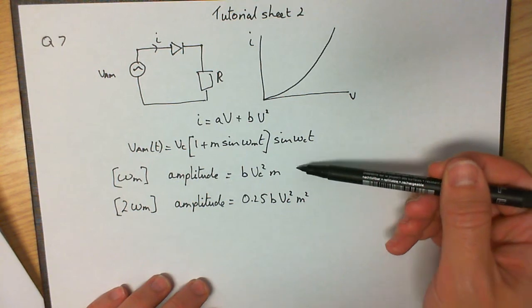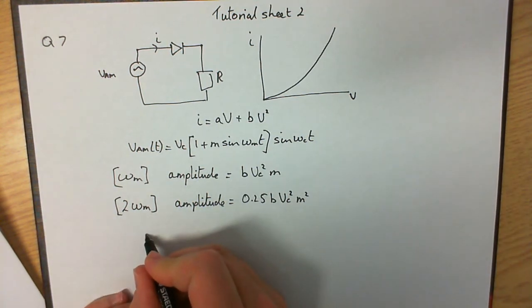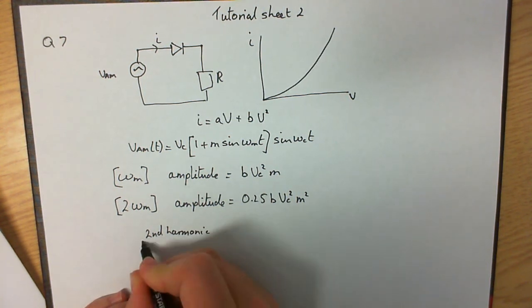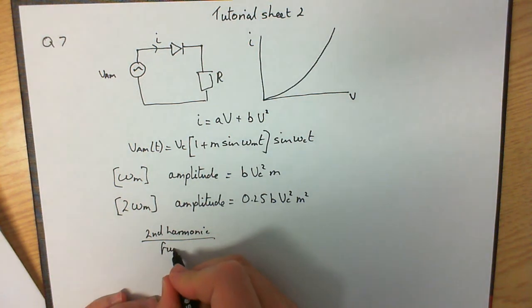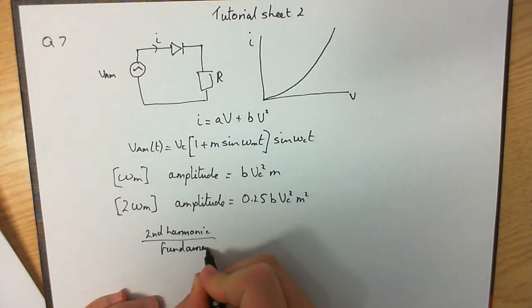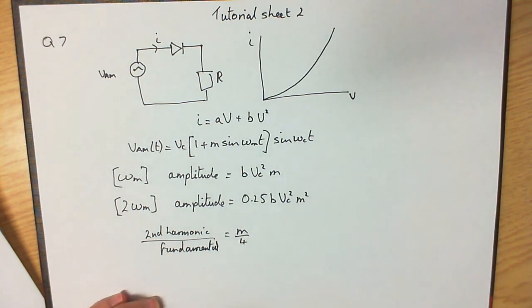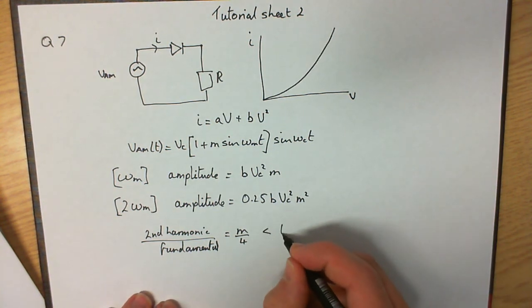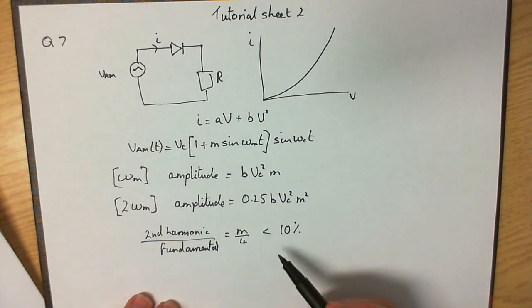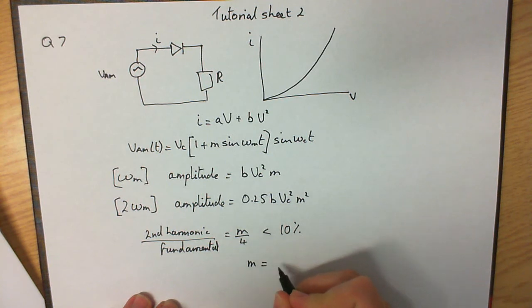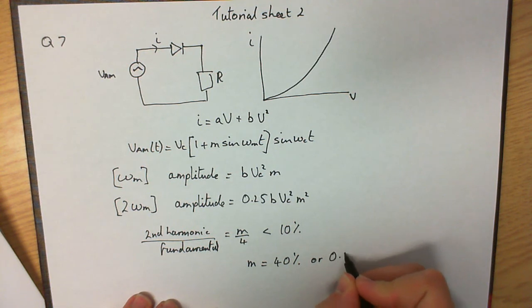So if we divide these two equations, in other words, we work out the second harmonic divided by the fundamental, we get m over 4 if we do that. And if we want that to be less than 10%, obviously rearranging that equation, we get m has got to be less than 40% or 0.4.